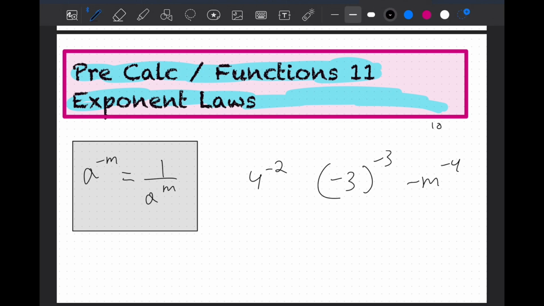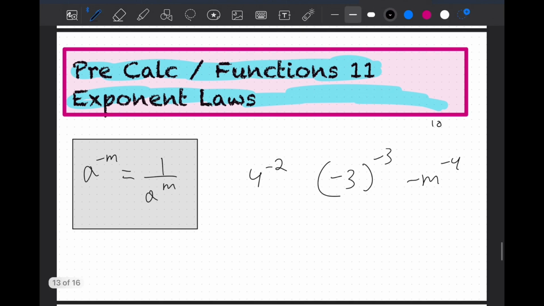So in this case, if we have 4 to the minus 2, that's the exact same thing as saying 1 over 4 to the power of 2, which is 1 over 16, because 4 to the 2 is 16.